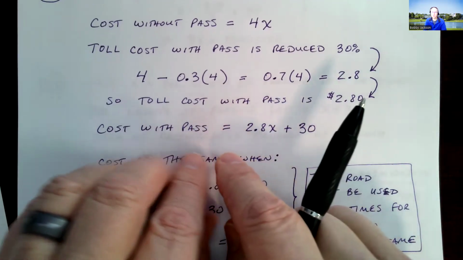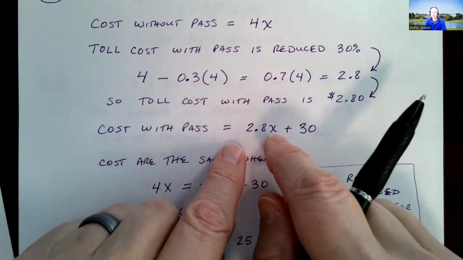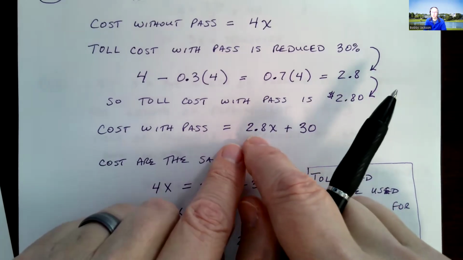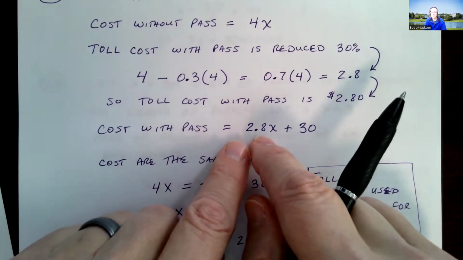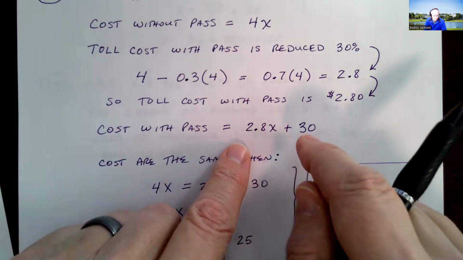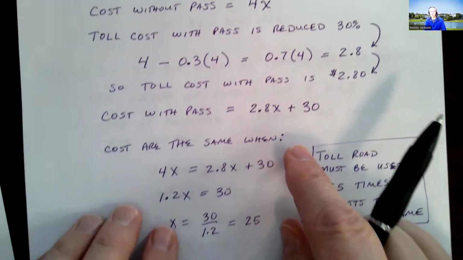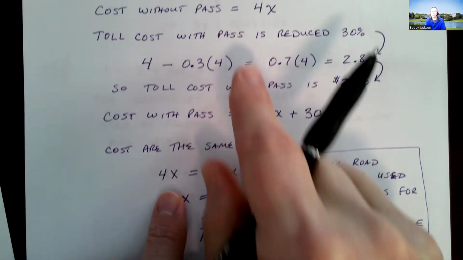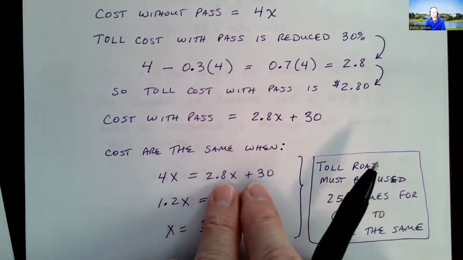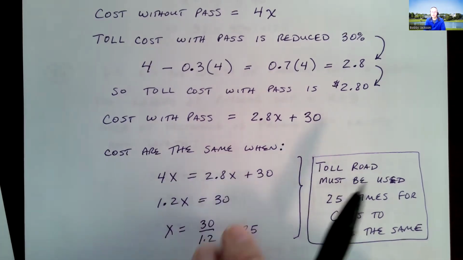So what will the cost with the pass be? Well, now we pay $2.80 or 2.8 times the number of times we use the road. So if I use the road 10 times, it'd be 2.8 times 10 or $28. But we also have to add what? The cost of the electronic pass. Okay, so there's the two quantities. Costs are the same when they're both equal. So I set 4x, the cost without the pass, equal to 2.8x plus 30, the cost with the pass. And then I just solve.